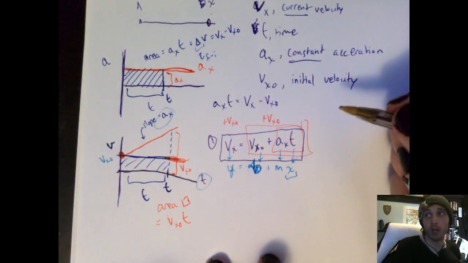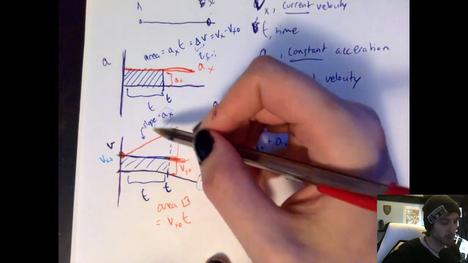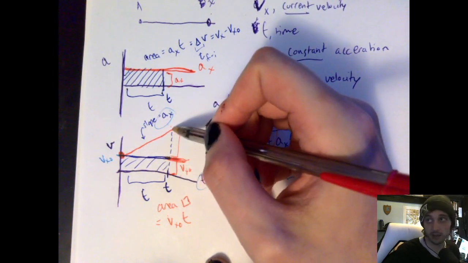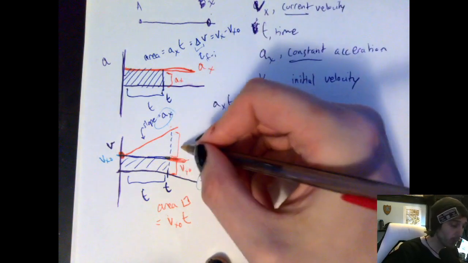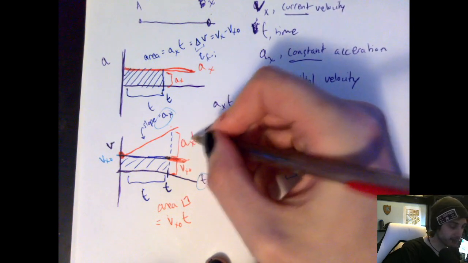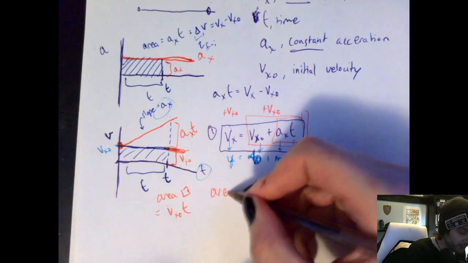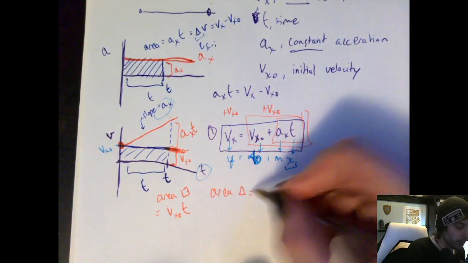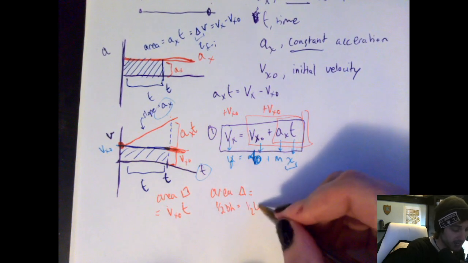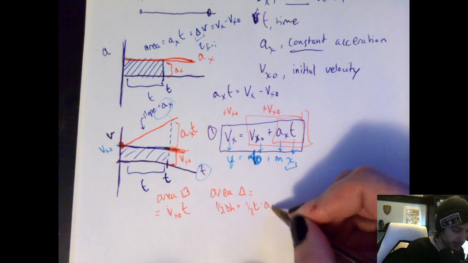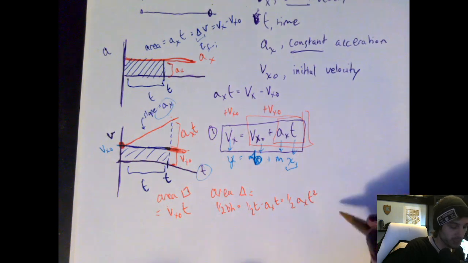Ax times t. Hopefully that makes some level of sense because the slope is ax, and if we take the slope and we multiply it by the amount of time, it gives us the rise. Rise over run equals slope, so slope times run equals rise. So my rise here is ax times t. But this is a triangle. So to get the area of my triangle, that'll be 1/2 base height, or 1/2 times the time times ax times t, which will give us 1/2 ax t squared.